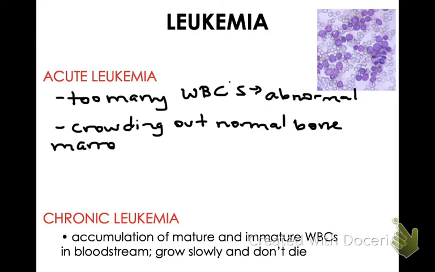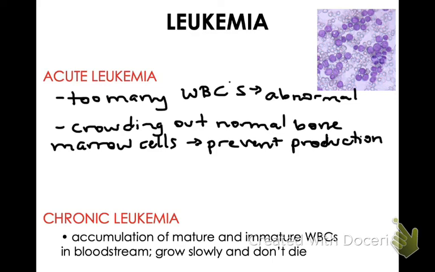And those normal bone marrow cells normally make red blood cells and platelets. And so it's going to prevent the production of those other types of blood cells. So it causes not only too many white blood cells, but it's going to cause you to make less red blood cells and less platelets. And so you're going to have too many of one thing and not enough of the other.